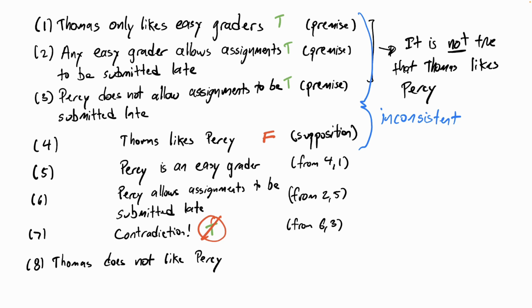Because the way that we showed that our three premises have the consequence that Thomas does not like Percy was by making the extra supposition that Thomas does like Percy and then demonstrating that that would lead to a contradiction. We appeal to that whole stretch of reasoning from lines 4 to 7 in writing down line 8. That's an example of reductio ad absurdum reasoning, which we abbreviate RAA.